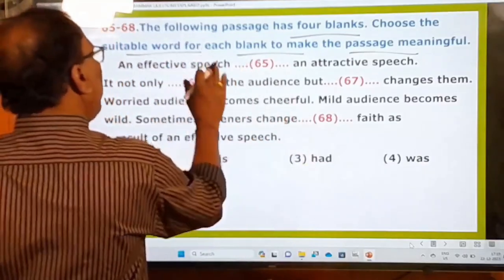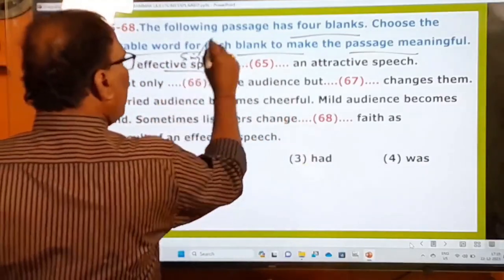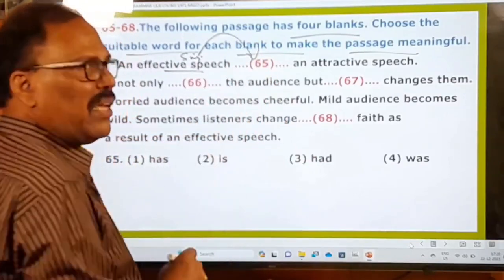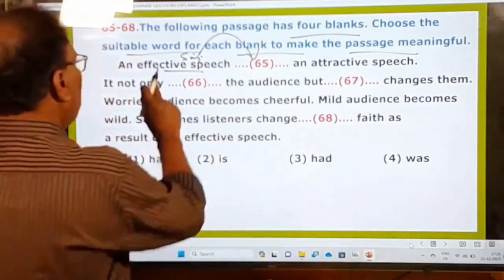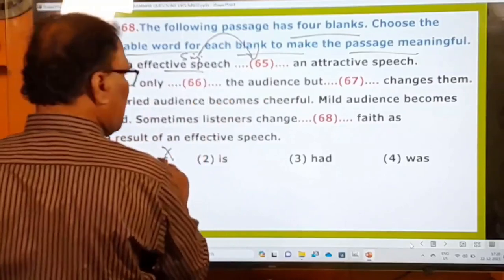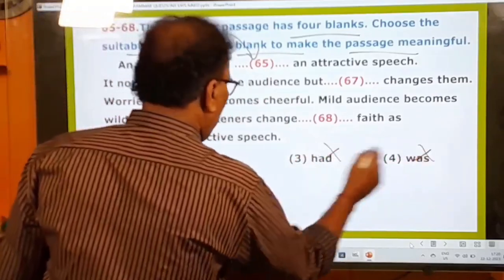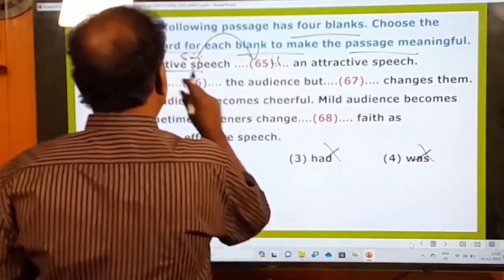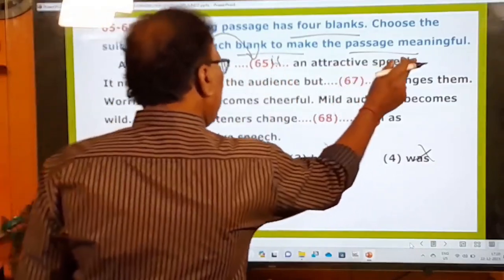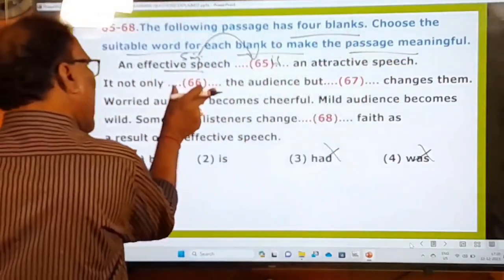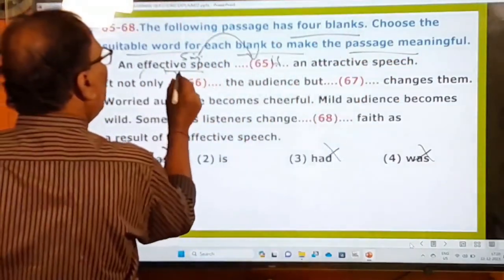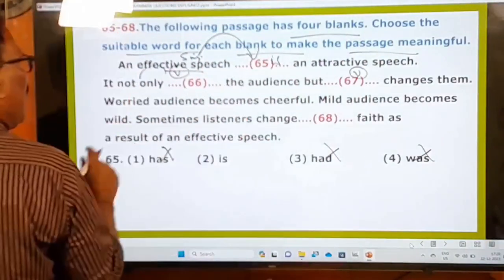An effective speech is a singular subject, and after a singular subject we have to use only a singular verb. So you cannot say has, had, or was; you say, an effective speech is an attractive speech, right? It will not only dash. After "not only" you have to use a verb, okay?